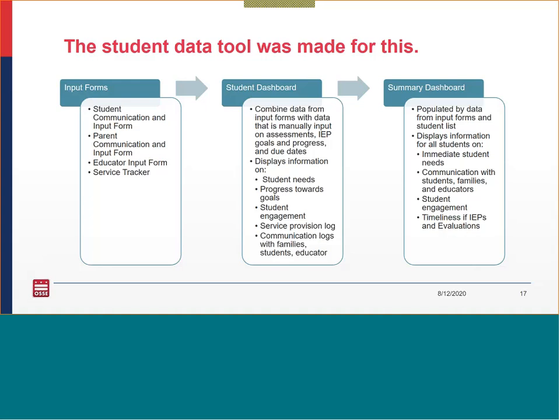The data tool relies on input from forms: a student communication and input form, a parent communication and input form, an educator input form, and a service tracker. All of that feeds into the student dashboard, which combines data from the input forms with data that's manually input from assessments, IEP goals and progress, and due dates. And it will display information on the student's needs, their progress, their engagement, their service provision log, and the communication log with their families, with family, students, and educator.